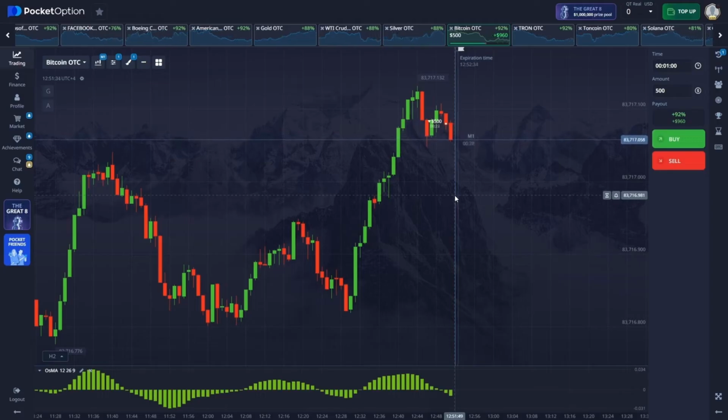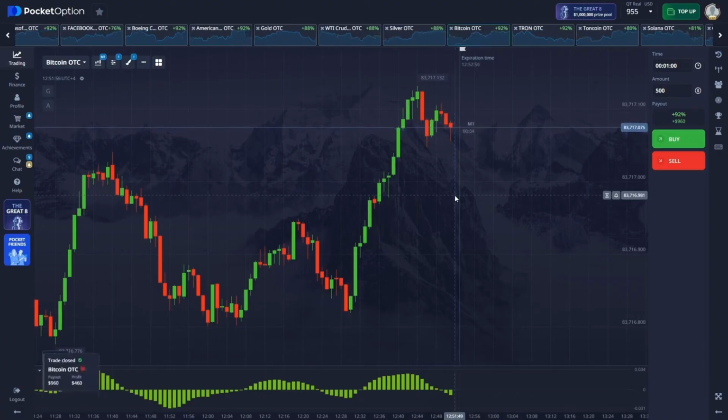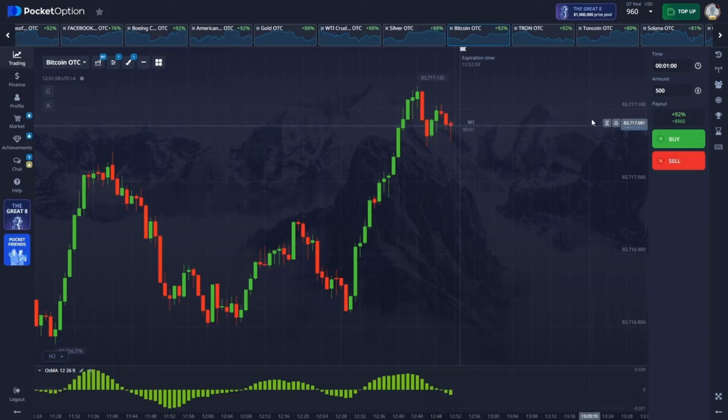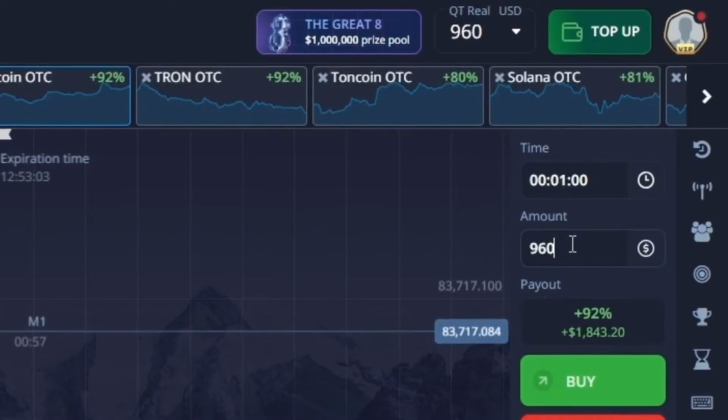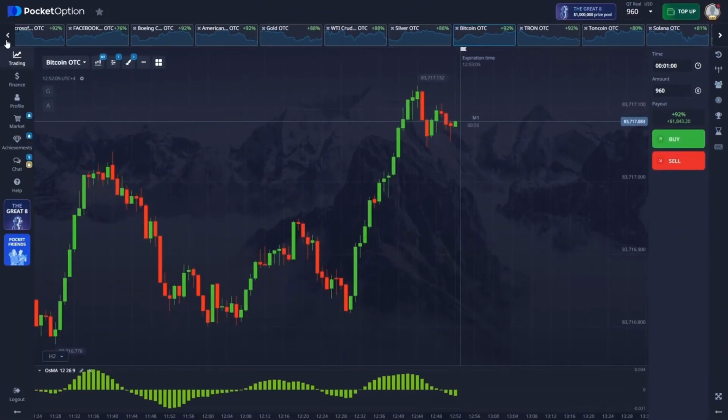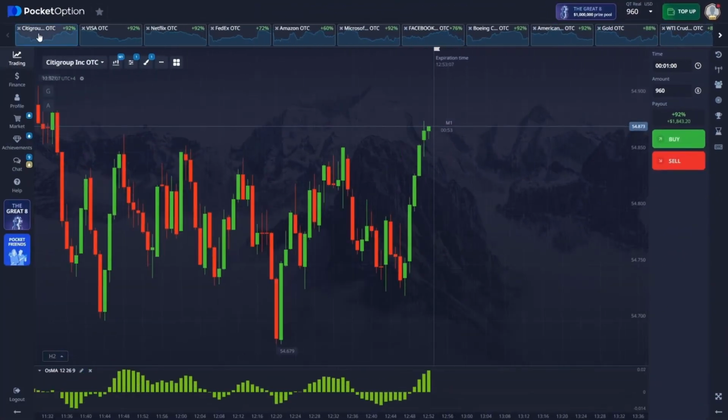The trade was also going in our favor, but we still have 20 seconds left. Only a few seconds left, and I won my first trade. Now my balance has turned into $960.00. Let's find a trade for $960.00.